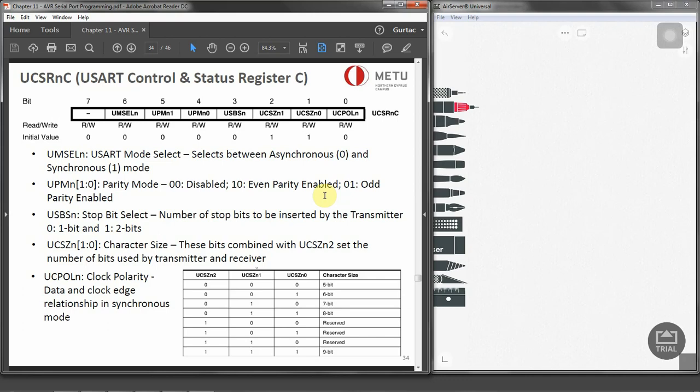Now, we have seen these registers. You can go through them in detail in the datasheet as well. But the best way to understand how to use these registers is to have an example related to them. Before we get into the examples, I just want to mention a couple of points which are important for AVR transmitting and receiving.